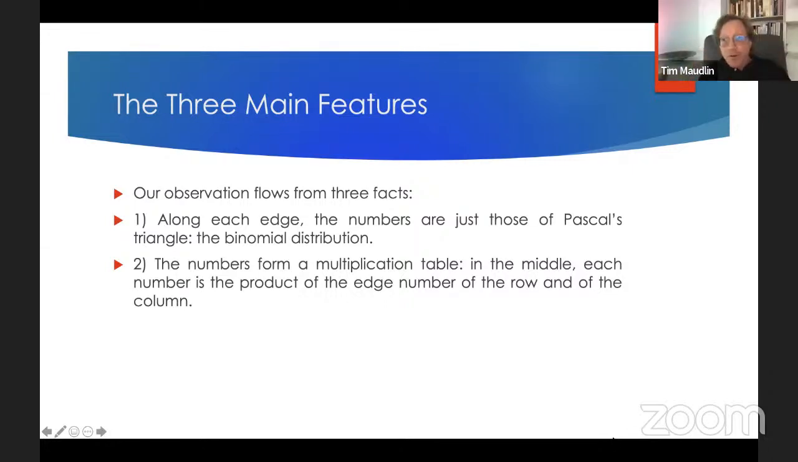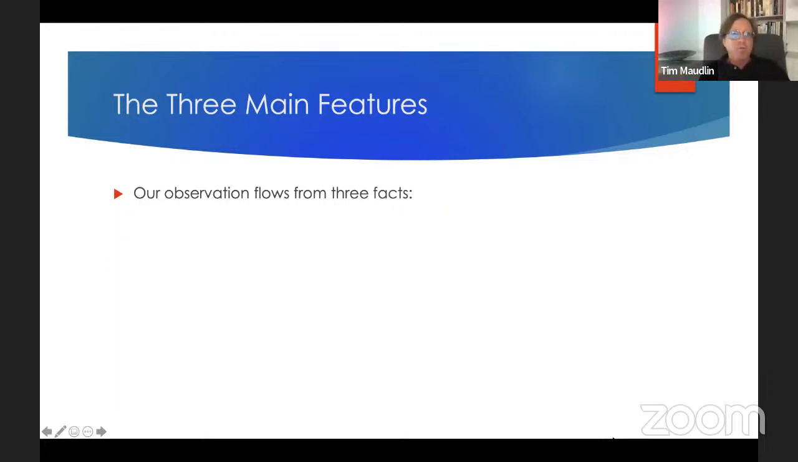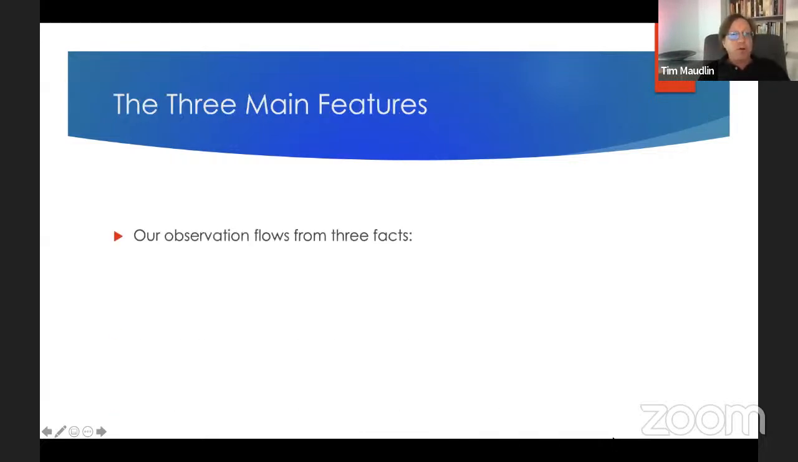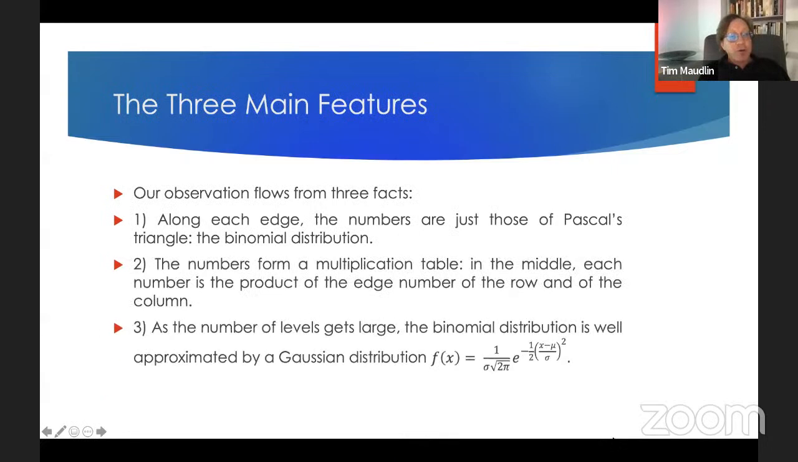The interior you get by a multiplication table. So you'll notice all the numbers in the middle are just the product of the corresponding numbers along the edges. And that you can prove is always true. And then the third fact we're going to use is that as these numbers get large, we know the binomial distribution is well approximated by the Gaussian, which we have there. Now that's just an approximation. It only kicks in when the numbers get large and you have to stay away from the tails and stuff like that. It's a good approximation.